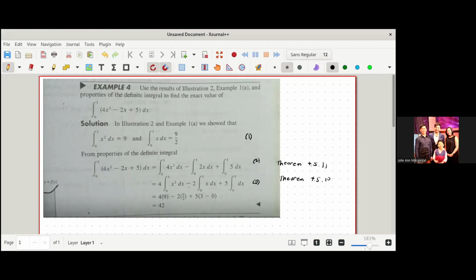Tapos, so ito, from 1 and 3. And then simplifying. Yun lang. Inote mo lang na which theorem did you use. Or actually pwede mo rin gawin na yung integral of a sum equals sum of integrals. Tapos ito, a constant, an overall constant in the integrand can be brought out of the integral.